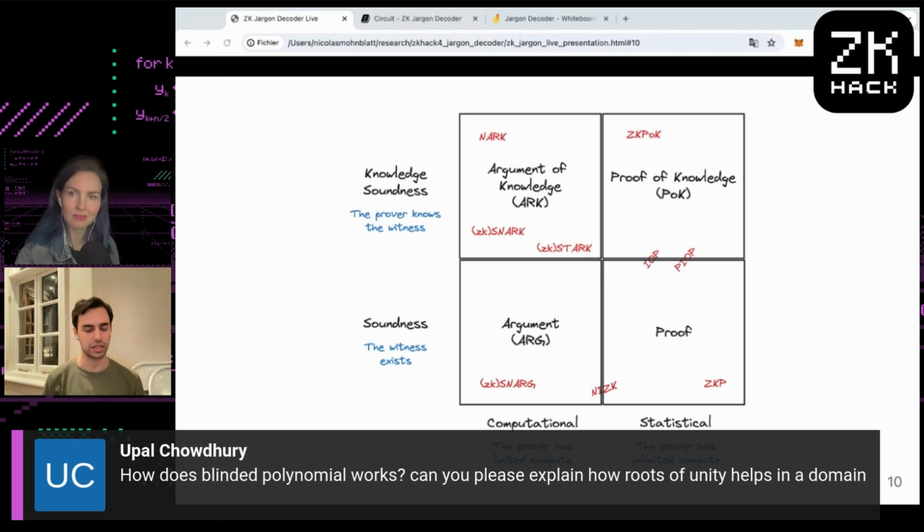Yeah. So let's start with this idea of blinded polynomial. So let's say for some kind of proof, let me figure out how to phrase this.